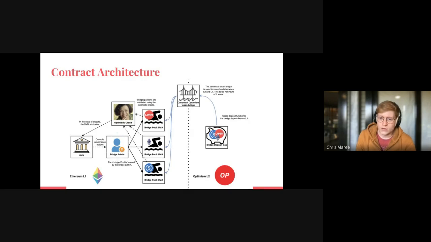And then on the L2 side, we have this bridge deposit box, and the basic idea is that that's where users will deposit funds, and then they get paid out from the liquidity pools on L1. And we'll get into the cash flows a little bit later and how that all fits together.